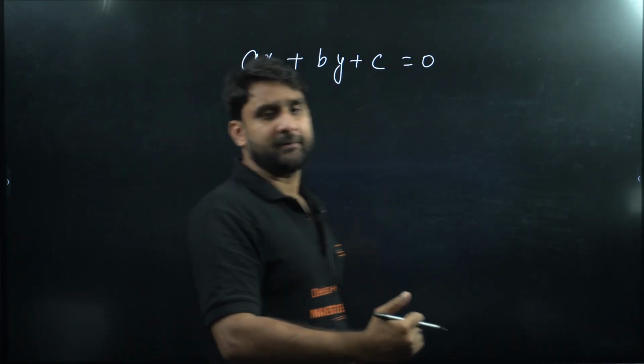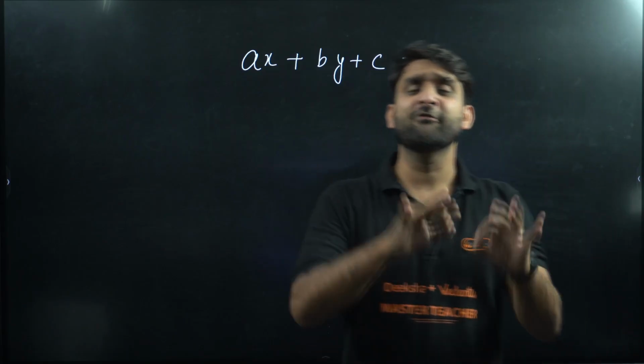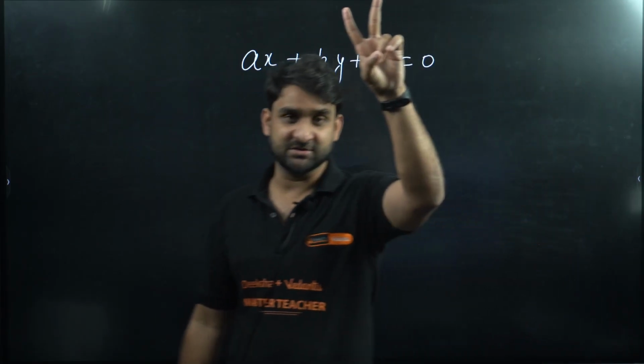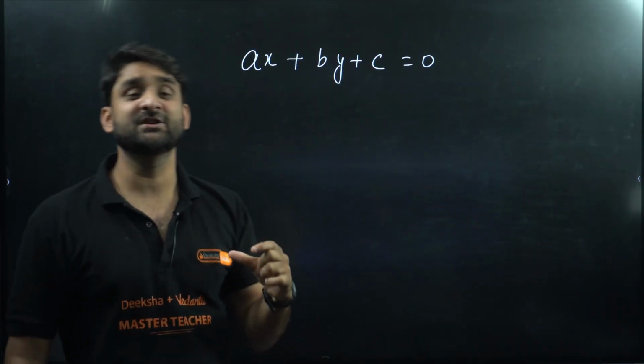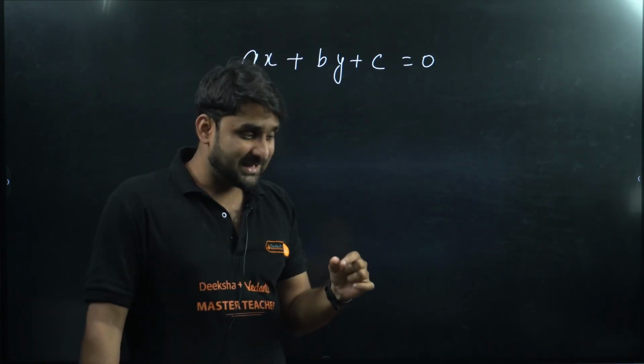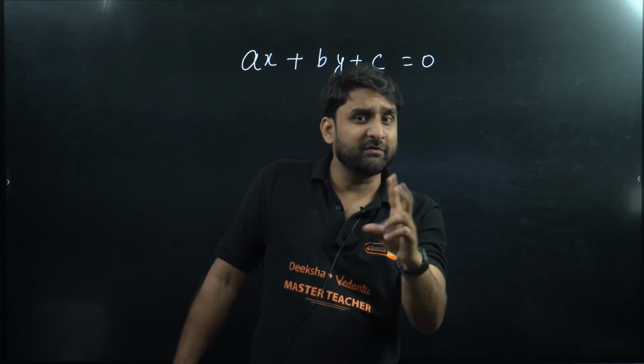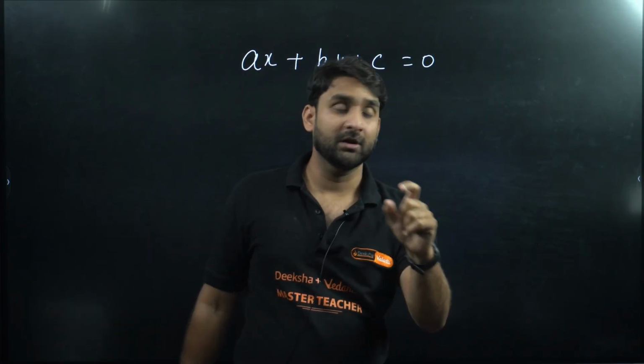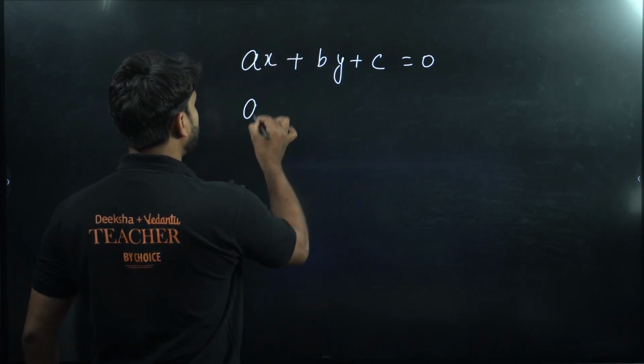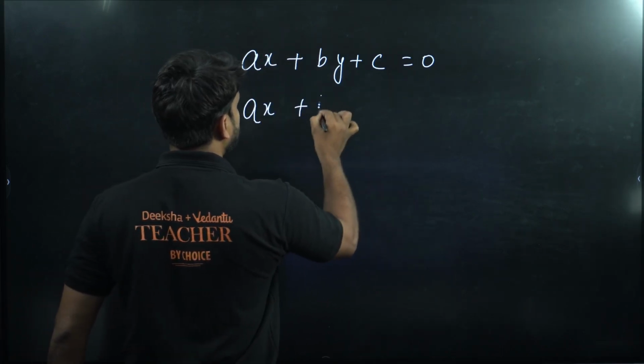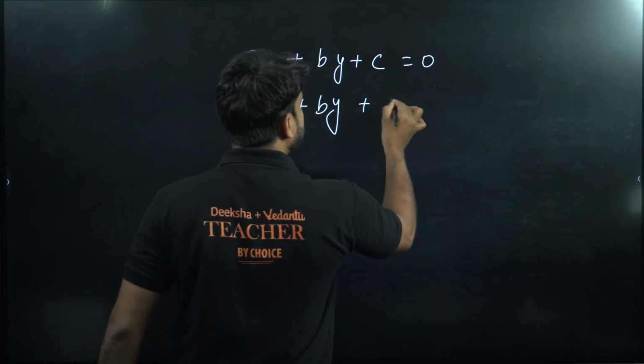Now come to pair. In this chapter, in every problem, there will be two linear equations in two variables, and that is the reason why the chapter's heading has the word pair. So one more equation we can write here: a2x plus b2y plus c2 is equal to 0.